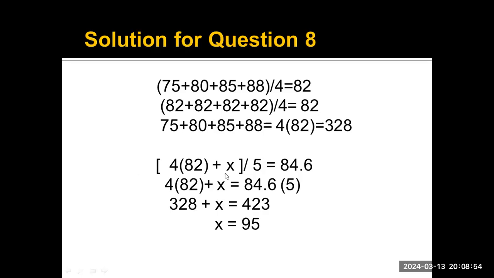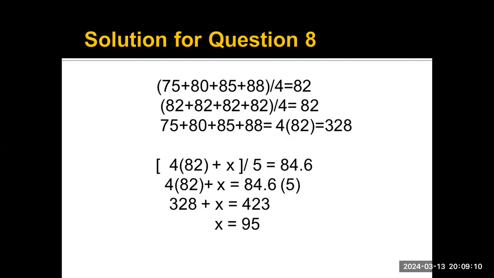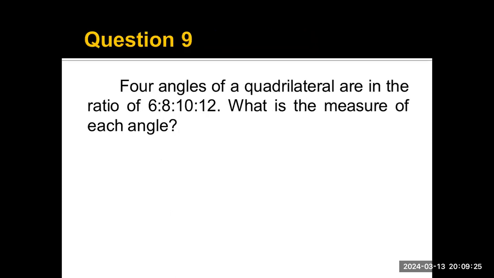Simplifying this expression, applying the transfer method or the subtraction property of equality, x is equal to 95. So it means a student must get 95 as the fifth score so that his average will go from 82 to 84.6.